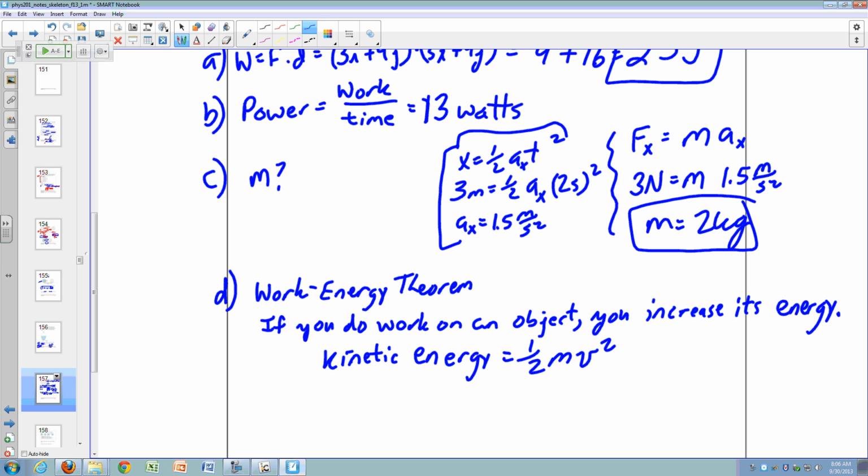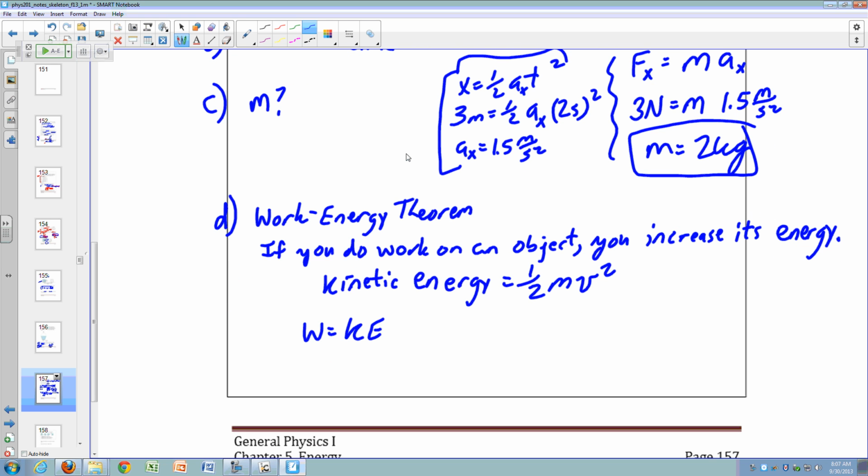So I can take the amount of work, which is equal to 25 joules, and set that equal to the amount of kinetic energy. So I have 25 joules equals 1/2 mv squared, and then I can solve for v. So v is the square root of 25 divided by 1/2 of our mass, which is 2 kilograms, and that of course is equal to 5. So that's the magnitude of the velocity.